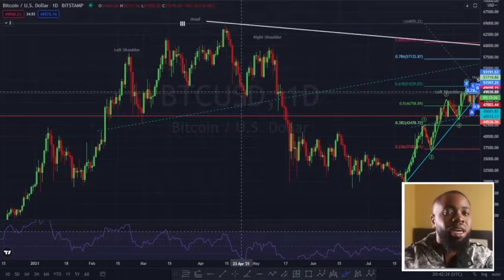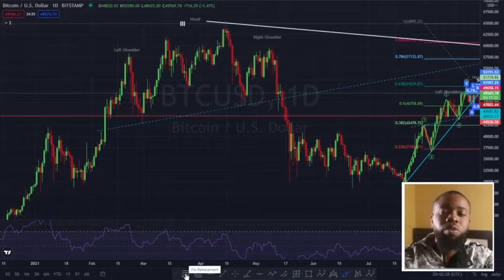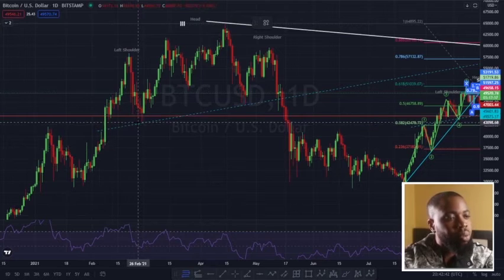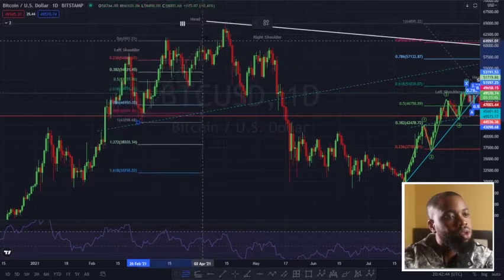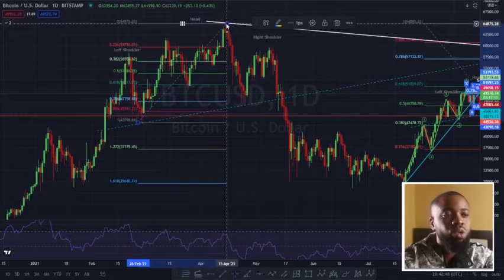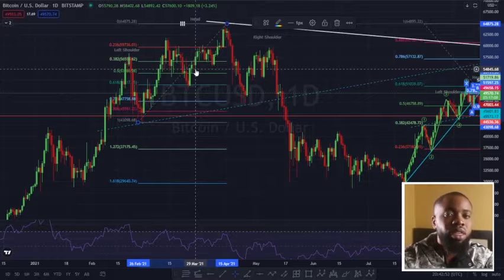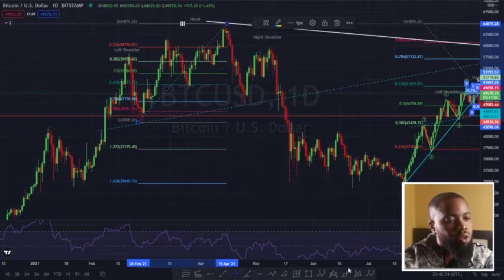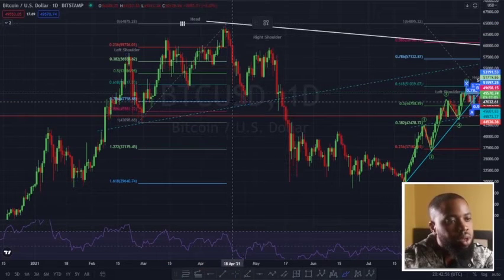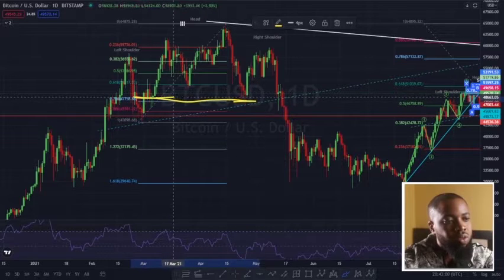How do you get the targets of the wave 1? You take your Fibonacci tool again and you drag from this point right here to the top, which gives you your targets of the wave 1 at 0.786, which falls right there. 0.786. That was the target of our wave 1.